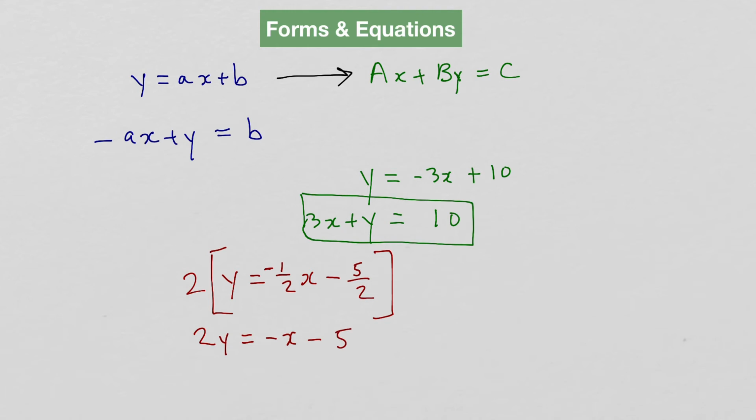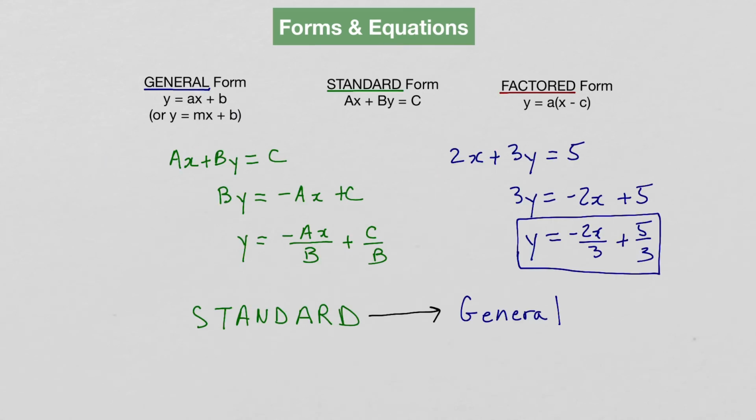Then the last step is to move this negative x term over to this side because we want it to be in standard form, which looks like this format. So to move this negative x to this side, we have to add x to both sides. When we do that, we get x plus 2y is equal to negative 5. And that is in standard form. So hopefully that was pretty straightforward.